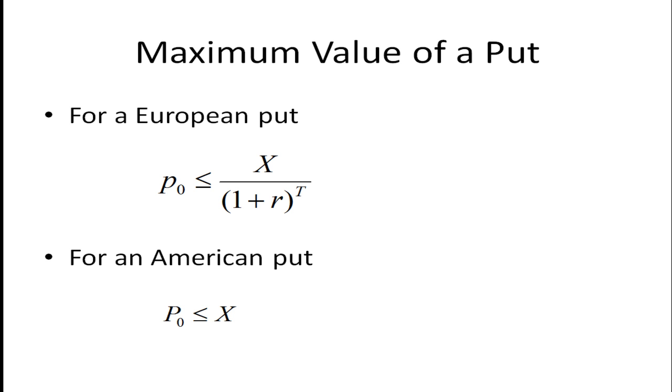For a put option, for a European put, it's going to be equal to the present value of the exercise price. The exercise price is the price you can sell for, and if you think about it, the worst that can happen to the price of the stock is it goes to 0. But with a put option, you can't exercise right away. You have to wait. So the present value of the exercise price is the maximum value for a European style put. For an American style put, you can exercise right away. So if the stock value went to 0, then the option could be worth as much as X. Okay, it can never be worth more than X.